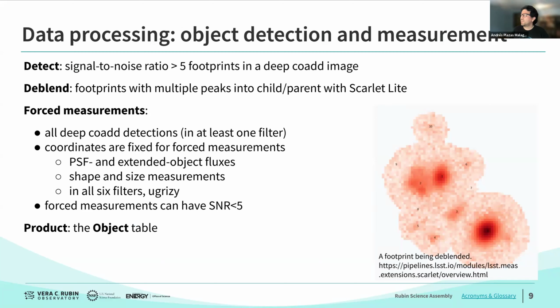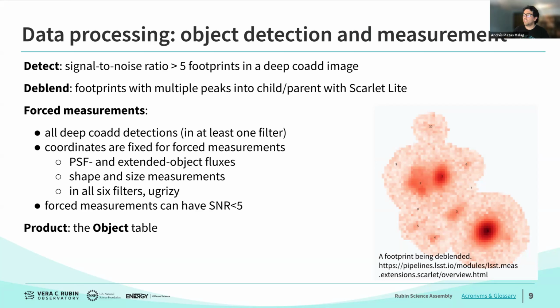In order to do object detection and measurement, a detection is something that has a signal to noise ratio greater than 5. Any footprint in a deep coadd image gives us a detection. But many times we have footprints with multiple peaks that are actually blended into parent and child objects. In particular, we use a software called Scarlet Light, which is a version of the Scarlet software from Melchior et al. 2018.